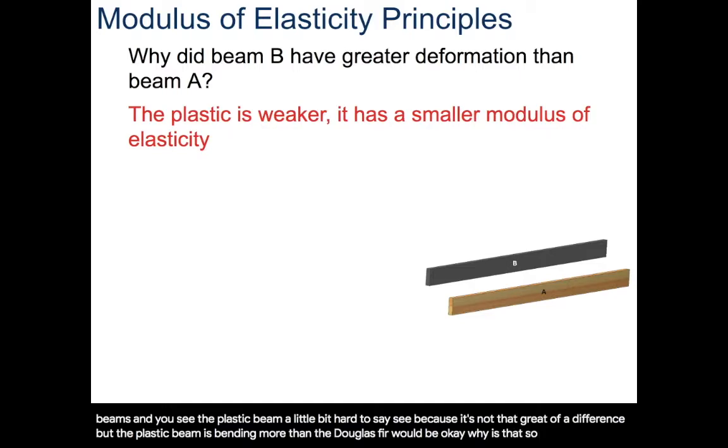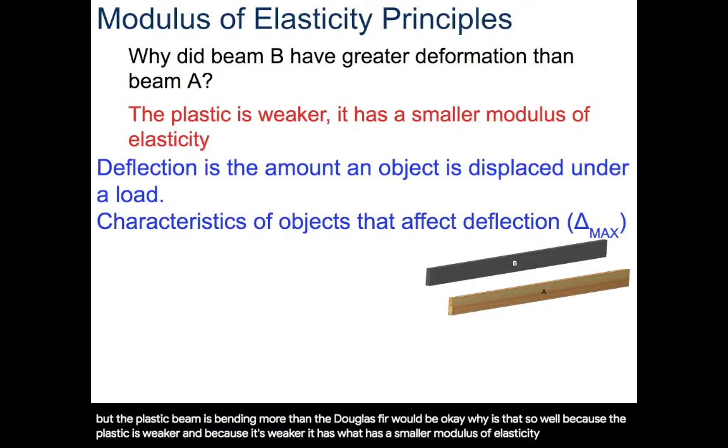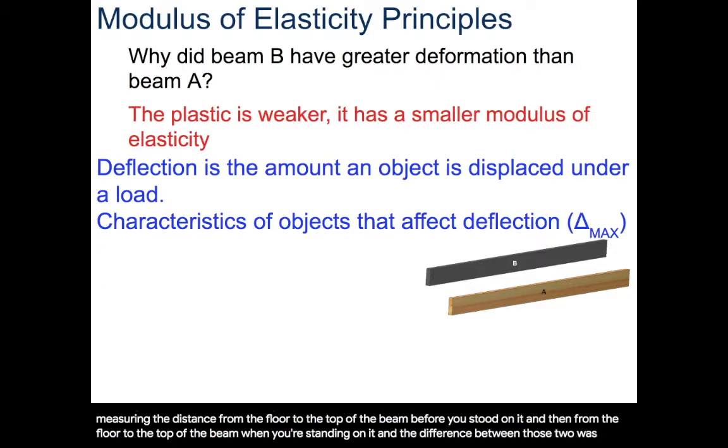Why is that so? Because the plastic is weaker, and because it's weaker, it has a smaller modulus of elasticity. When we're measuring the amount of deflection or bending, we call that maximum deflection. This is like when you guys were standing on the beams in the joist and in the plank positions. We were measuring the distance from the floor to the top of the beam before you stood on it, and then from the floor to the top of the beam when you're standing on it. The difference between those two was what we call the maximum deflection.